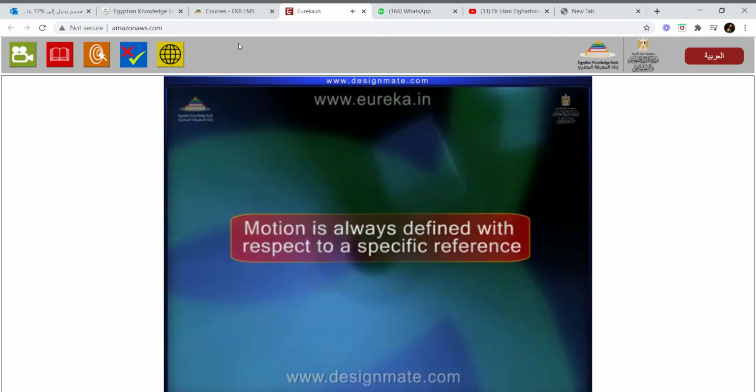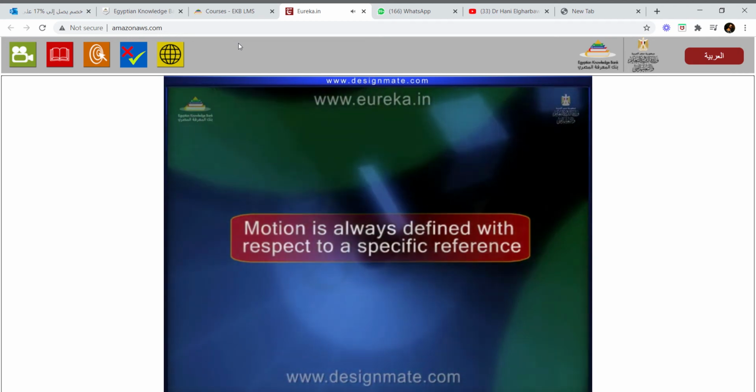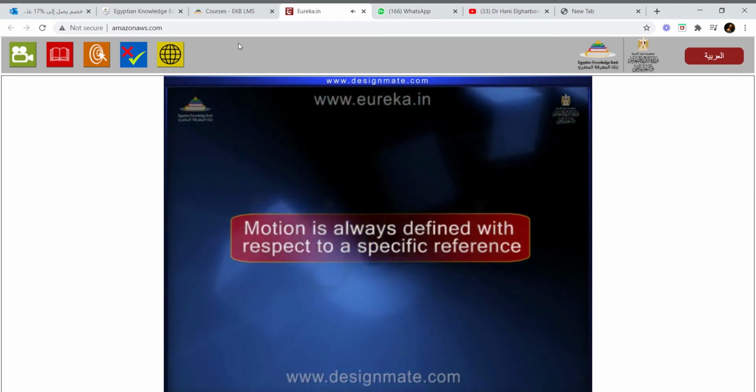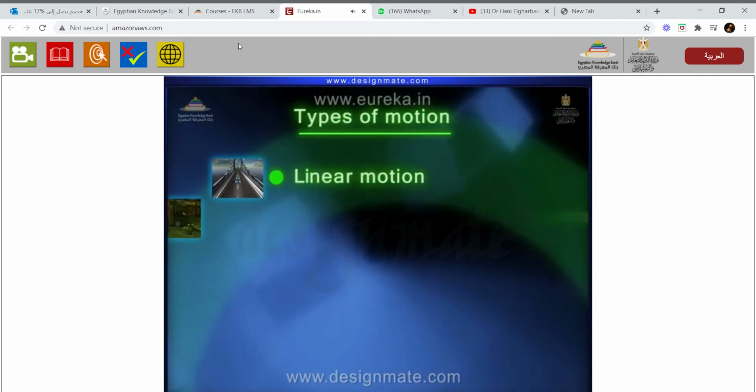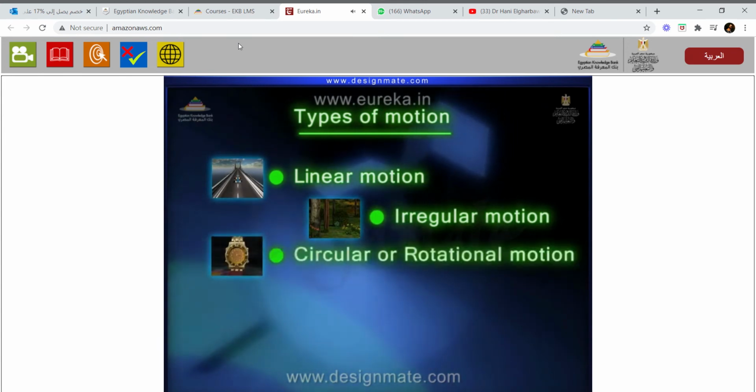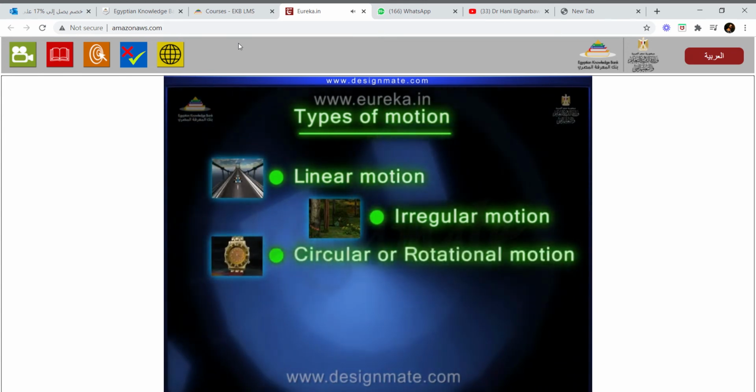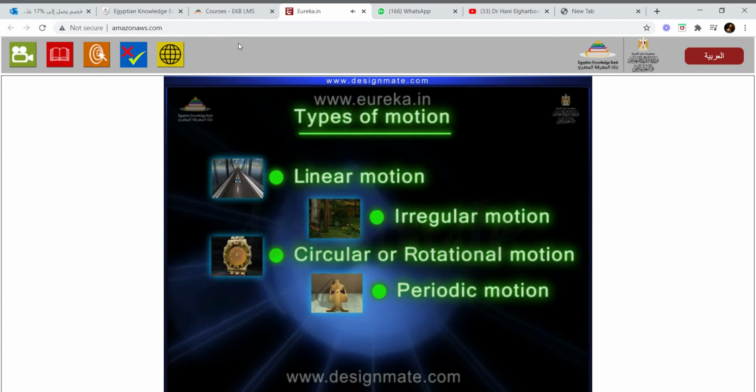Thus, to summarize, motion is always defined with respect to a specific reference. The various types of motions are linear motion, irregular motion, circular or rotational motion, periodic motion, and vibratory motion.